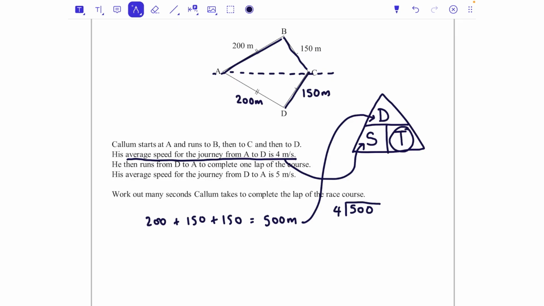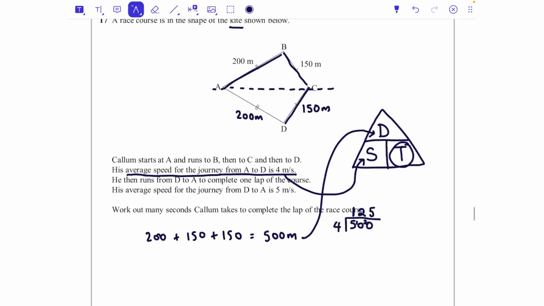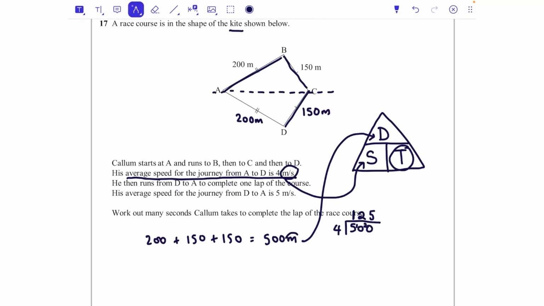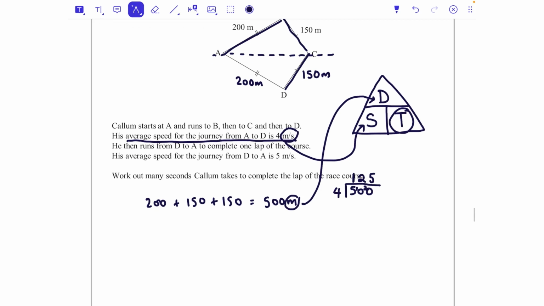So 4, how many 4s go into 5? It fits in 1 whole time with a remainder of 1. How many 4s go into 10? That fits in twice with a remainder of 2. And how many 4s go into 20? That fits in 5 times. So the time is going to be in seconds. Our speed was in meters per second and our distance was in meters, so it makes sense. All of the units have to match up, that this is in seconds. So A to D took 125 seconds. Okay, that's that section done.